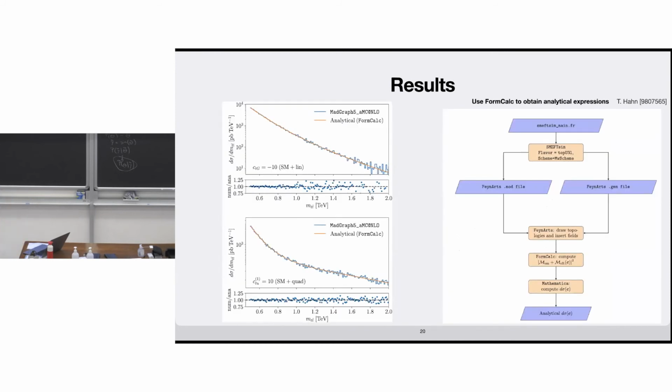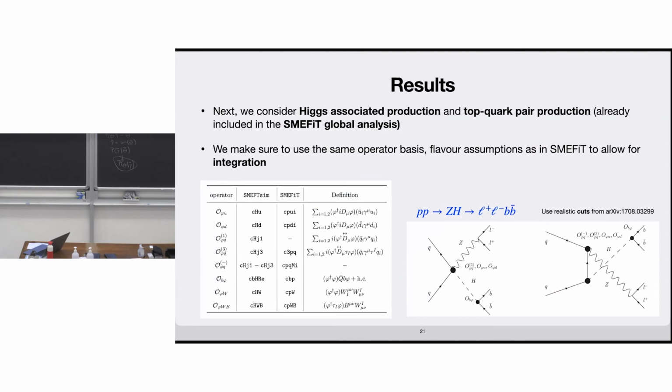We did this, by the way, using FormCalc. It's a really nice tool in which you can insert a UFO model and get the analytical cross-section as a function of the Wilson coefficients. It's not really important, but for the people that are interested, this is how you can obtain analytical predictions in the SMEFT. A bit more realistically, we then moved on to Higgs-associated production and top quark pair production, and now I'm only going to show you a few results for ZH with the Z decaying to l+ l- and the H to a b bbar pair, with the following set of operators. We make sure to use the same operator basis as the SMEFT global analysis to be able to integrate them later on.